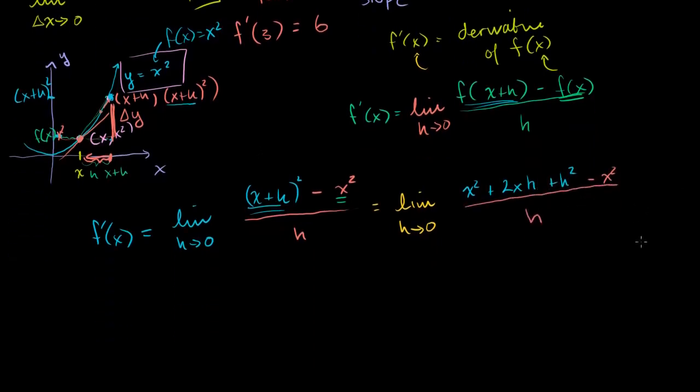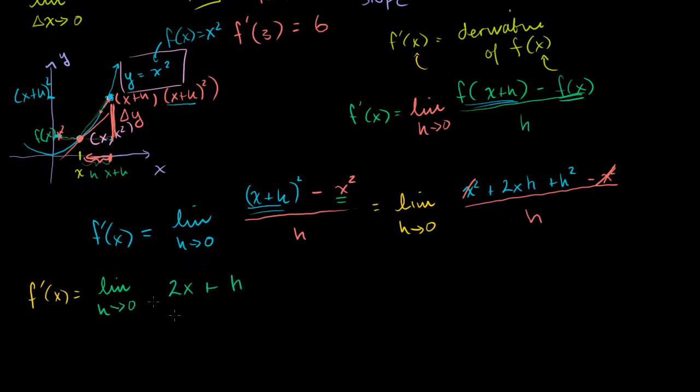Now let's see if we can simplify this a little bit. Well, you immediately see you have an x squared and a minus x squared, so those cancel out. And then we can divide the numerator and the denominator by h. So we get f prime of x is equal to, oh, sorry, I forgot my limit. It equals the limit, very important, as h approaches 0 of, dividing everything by h, 2x plus h squared divided by h, which is h.